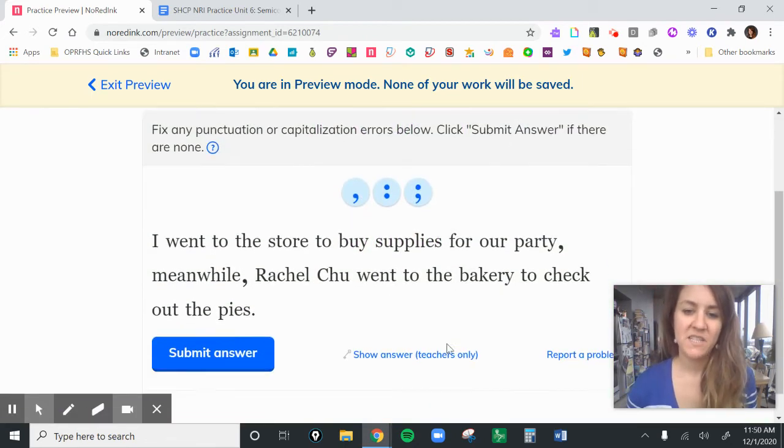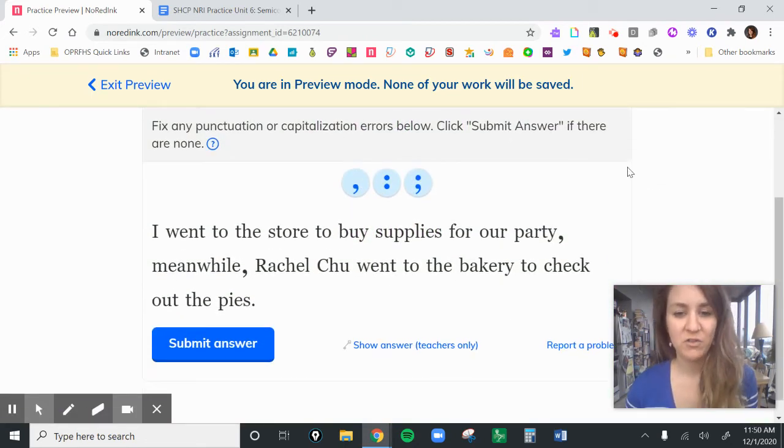I went to the store to buy supplies for our party. Meanwhile, Rachel Chu went to the bakery to check out the pies. I went to the store to buy supplies for our party is one complete thought. It's not introducing the second one. I have a THAMOS. The THAMOS is at the beginning of this sentence, so I have a comma after it.